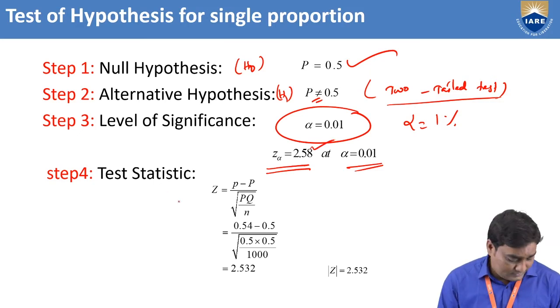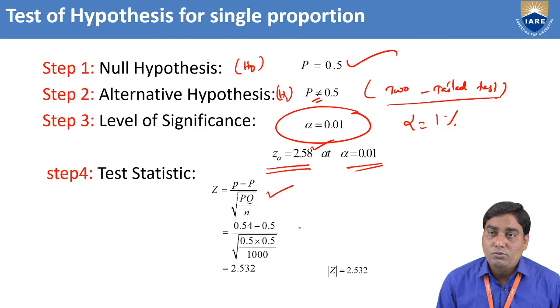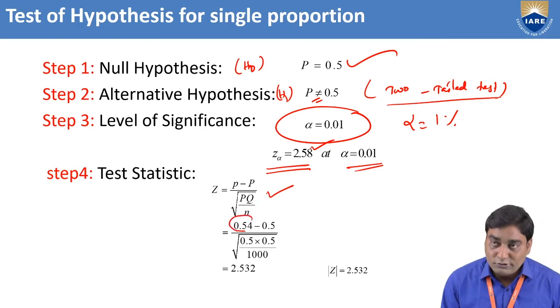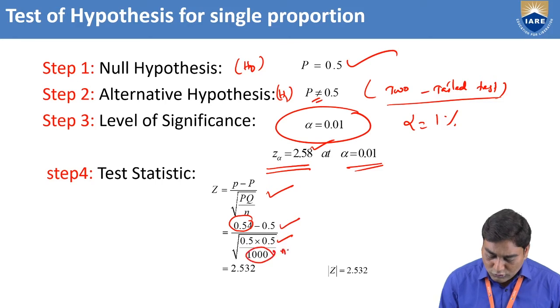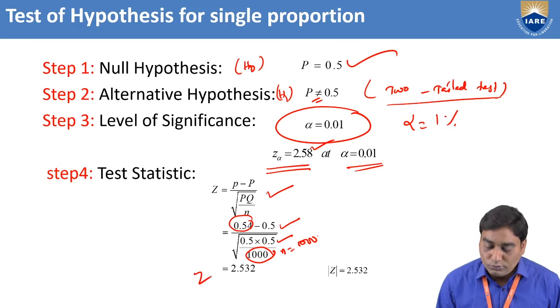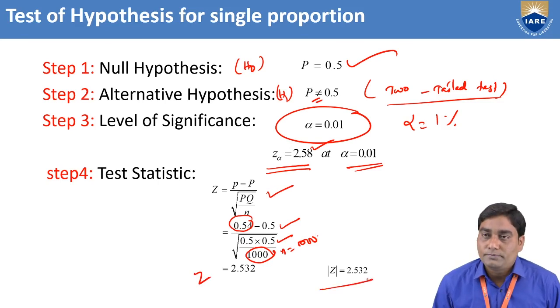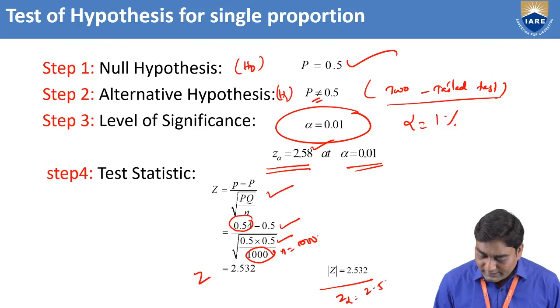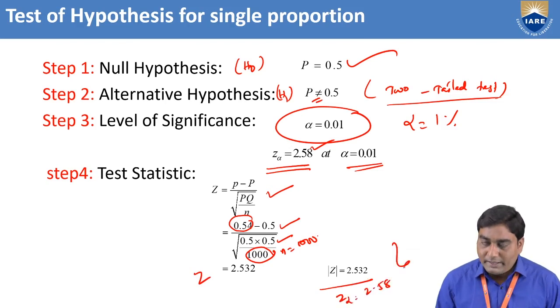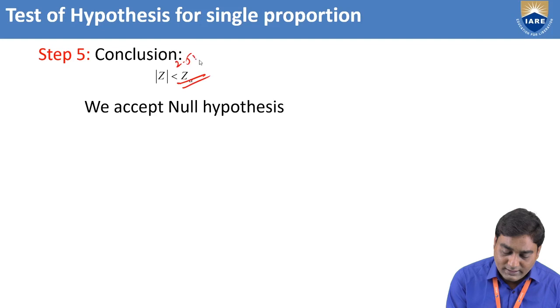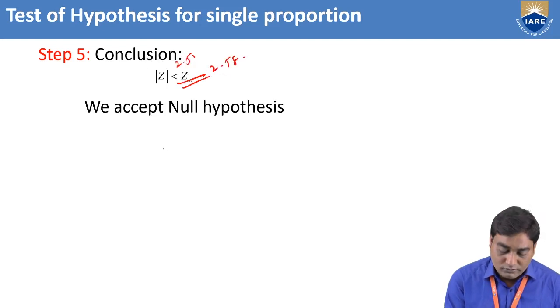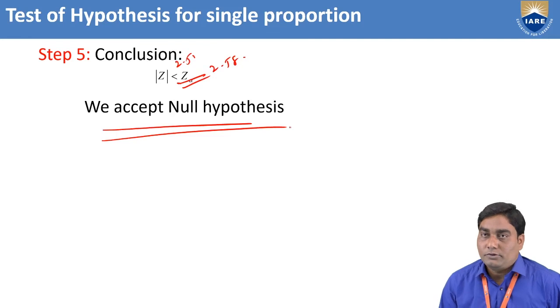Now in the test statistic, Z equals small p minus capital P by under root of PQ by N, where small p is 0.54 as we have calculated, and capital P is 0.5, capital Q is 0.5. The sample size N is 1,000. If we calculate, Z equals 2.532, so mod Z is also 2.532. And Z alpha is 2.58. In the conclusion, step 5, we compare these two values. Mod Z is less than Z alpha, because this is 2.53 and that is 2.58. So we are going to accept the null hypothesis.